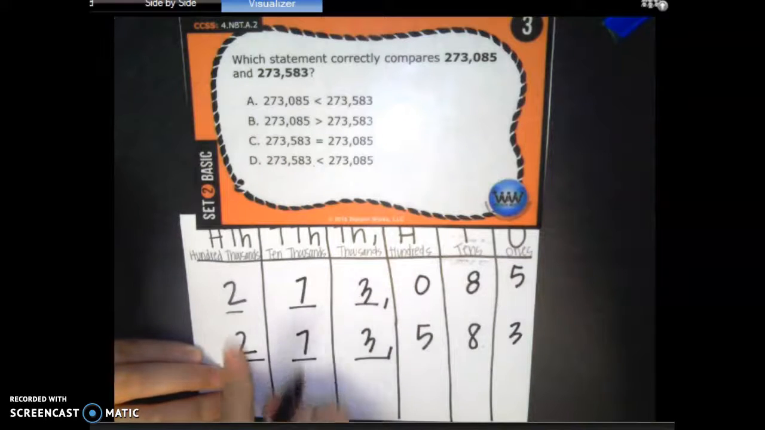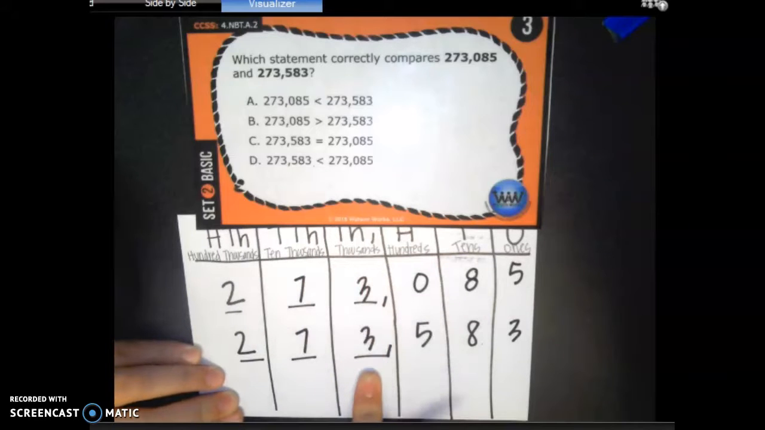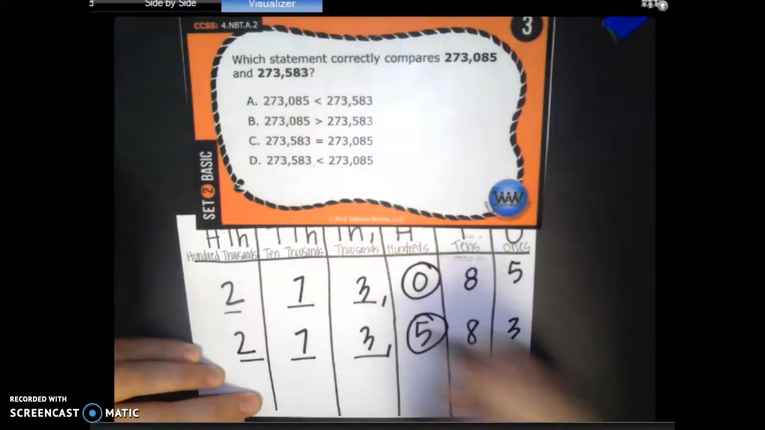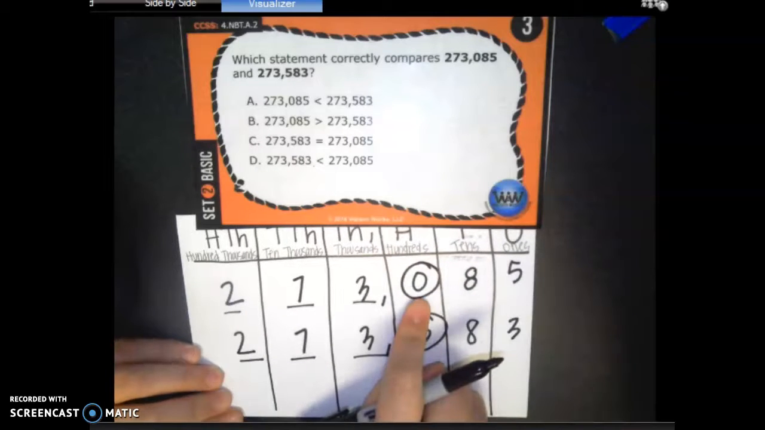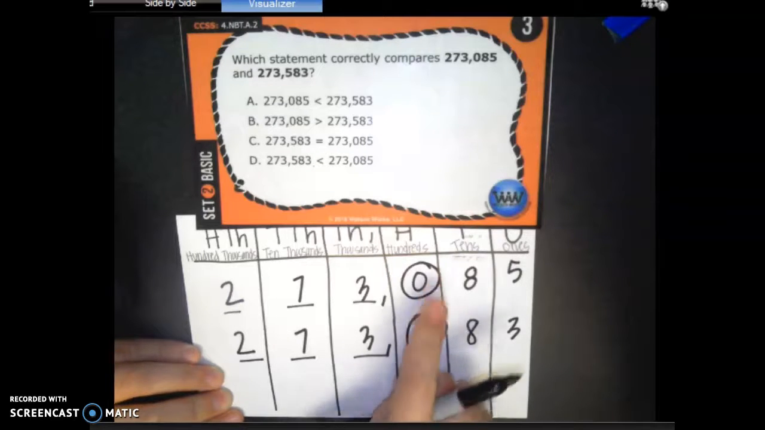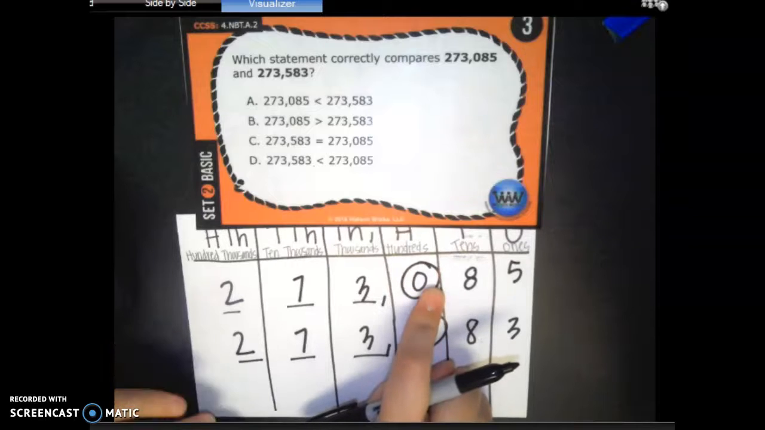So we look at our 100,000s, it's the same, so we go to our 10,000s. Our 10,000s is the same, so we go to our thousands. Our thousands is the same, so we go to our hundreds. We have two separate digits here. And 0 is less than 5, or 5 is greater than 0.